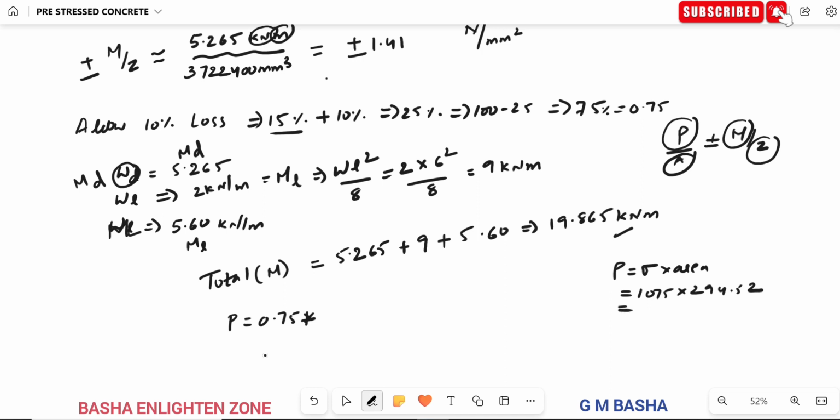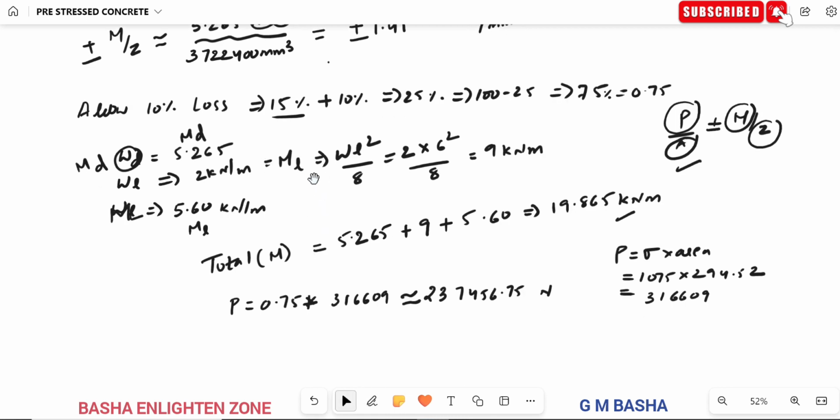How much will this value be? This value will be 316609. So that is 316609. Simplify, and we will see how much the P value is directly. See here, after simplifying you will get around 237456.75 in terms of Newton. And again, first we can find out the P by A value.